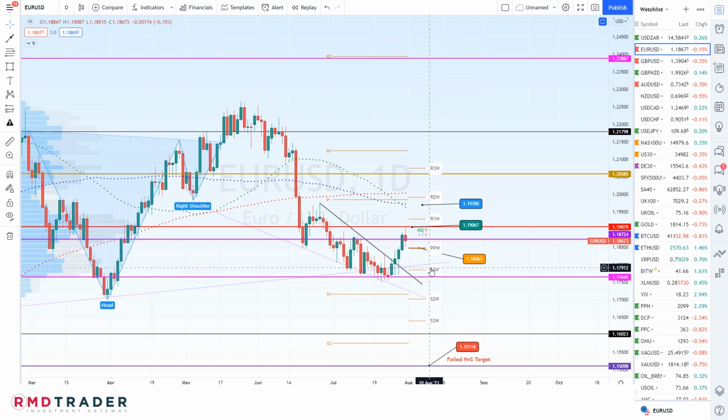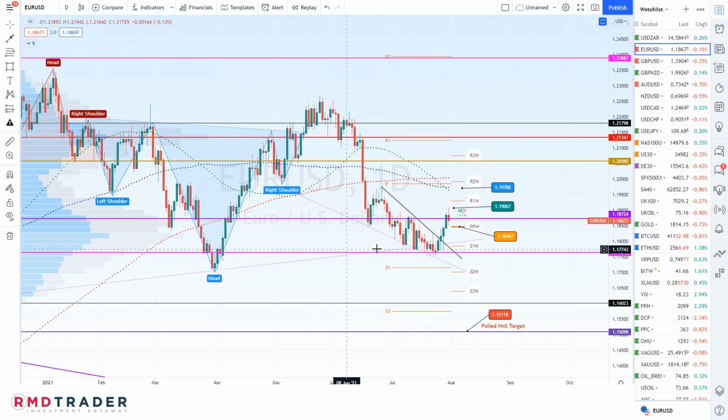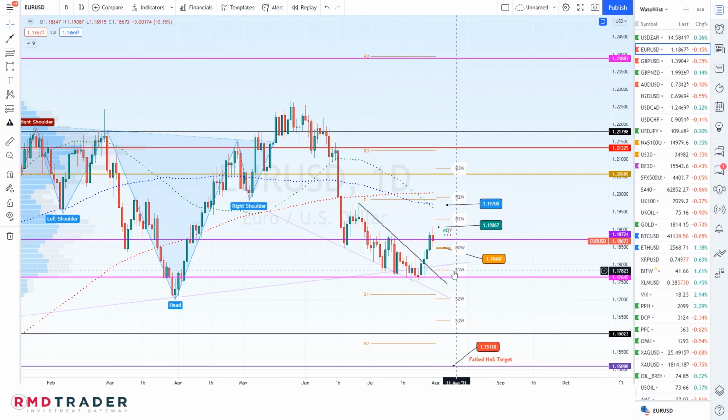Meaning for this week, there's a good chance it will only move back towards that diagonal support level that we can see over there drawn in light purple and close to our weekly S1, and that is currently at about 1.178. So that would be a short target should we break back below that weekly pivot.